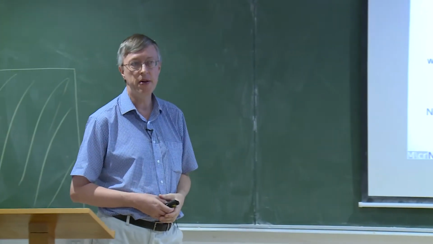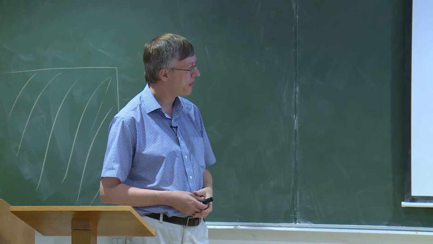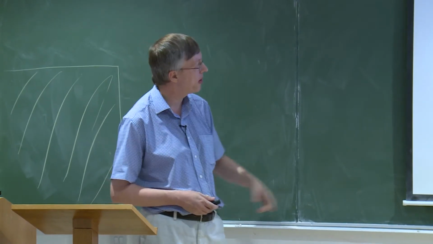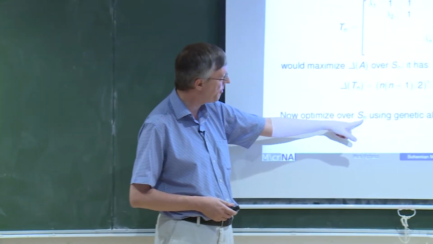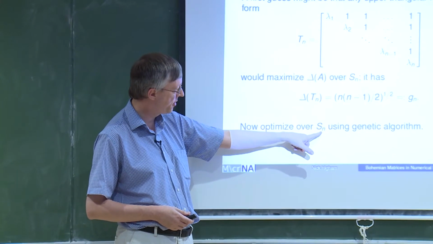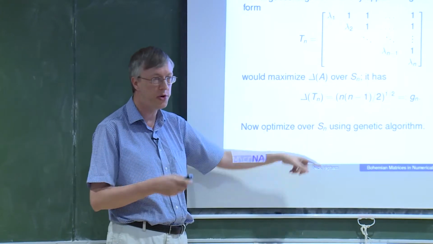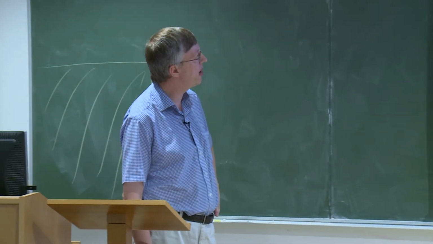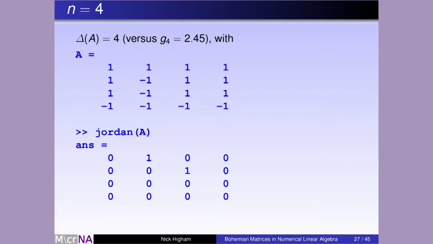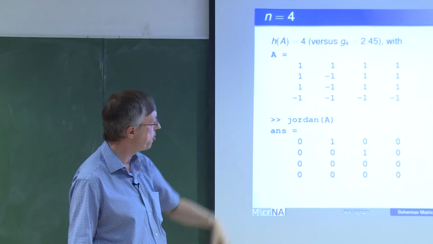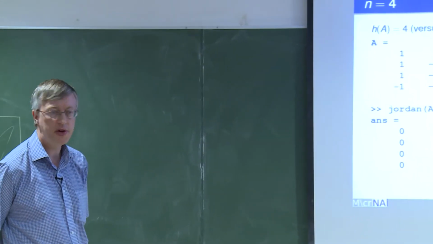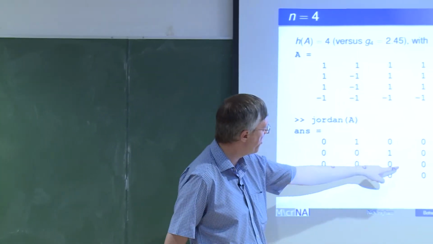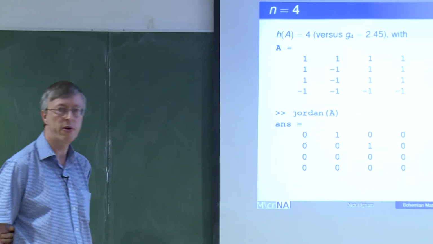Now let's compare what we get by doing a genetic optimization with the MATLAB GA function over Sn, letting MATLAB maximize over the individual elements. Each element of S has 3 possible values, and it will try to choose them to maximize this quantity. So for n = 4, it came up with that matrix, which has a value of delta of A equal to 4. So this beats my guess easily. If you look at the Jordan form, all the eigenvalues are 0, and there's a 3 by 3 block corresponding to eigenvalue 0.